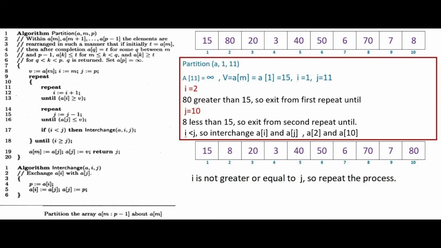That is performed in the interchange algorithm, interchange of A, I, j. So interchange 8 and 80, that is represented in the second array. And I is not greater, I greater than or equal to j? I is not greater or equal to j. So repeat the process.